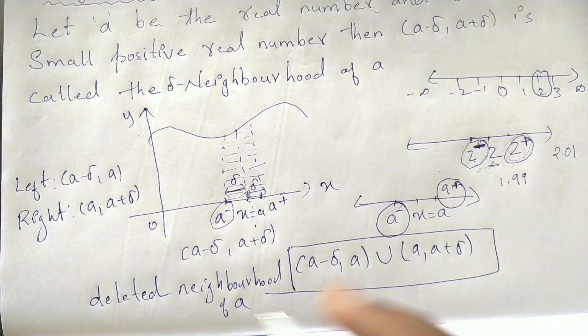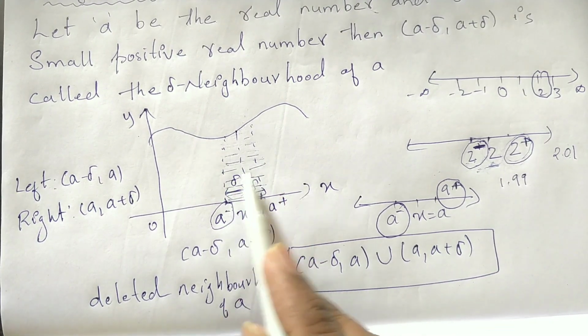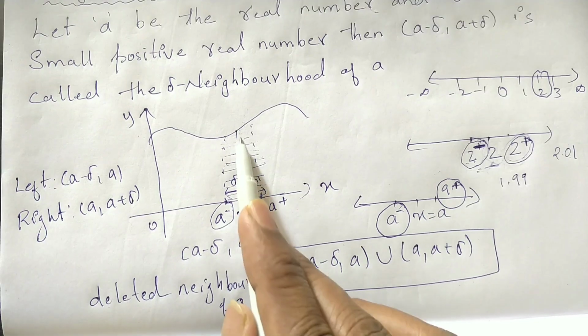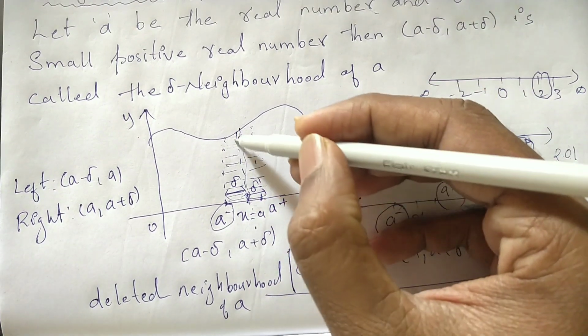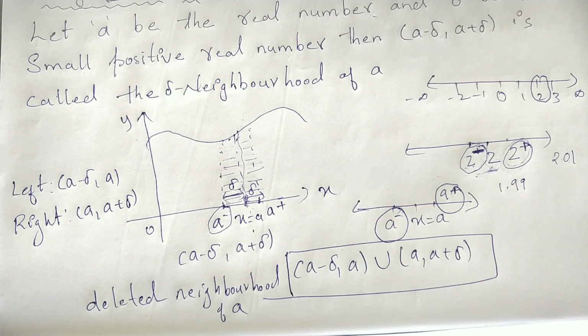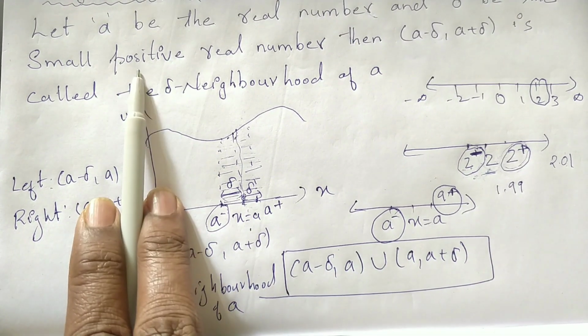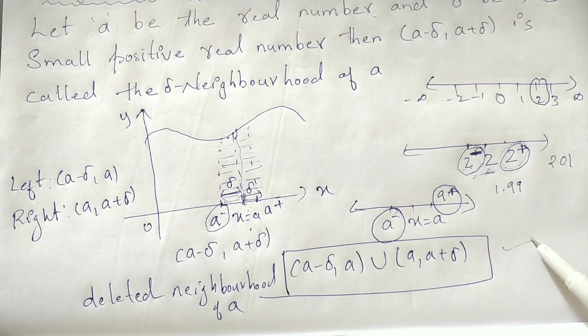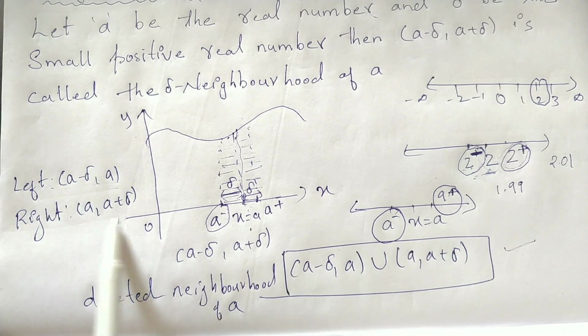What is the deleted neighborhood of a? From this whole portion we are excluding x equals a, removing this line, so the complete thing is called the deleted neighborhood of a. I hope you understand what the neighborhood of a is and what the deleted neighborhood of a is. So what is the left neighborhood, what is the right neighborhood?